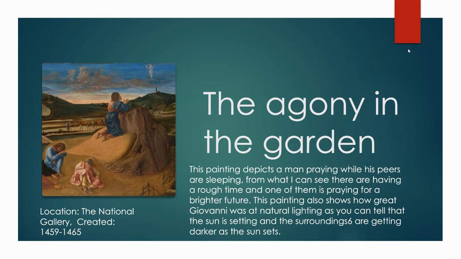This is the Agony in the Garden, which is one of his most famous paintings, as it depicts a man praying while his peers are sleeping. From what I can tell, they're having a rough time, and one of them is praying for a brighter future, while the others are not. This painting also shows how great Giovanni was when it came to natural lighting, as you can tell that the sun is either setting or rising in their surroundings, and it is getting darker as well.